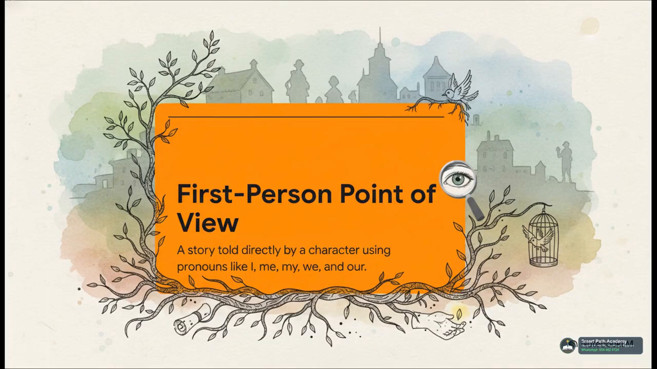The author also makes a super intentional choice about who is actually telling the story. Planting the Seeds of Freedom is written from a first-person point of view. This means the story is told directly by a character, in this case, young Angie, using pronouns like I, me, my, we, and our. And this is a total game changer. Instead of just watching events from the outside, we're right there in her shoes. We feel her curiosity, that desperate need for secrecy, her fear of getting caught, and honestly, her incredible courage. We get to experience this massive historical event straight through the eyes of a kid.